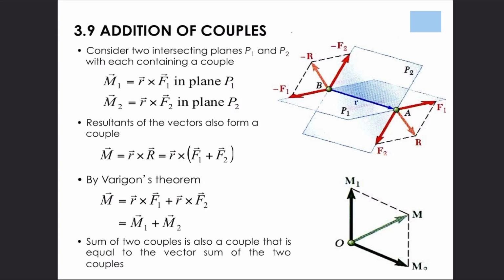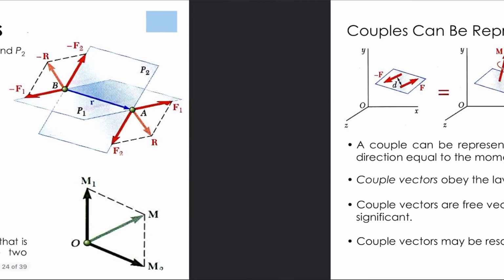Okay, by Varignon's theorem, if we distribute it, we have R times F1 plus R times F2, or the addition of two couples equals the resultant couple or moment. So the sum of two couples is also a couple, and that is equal to the vector sum of the two couples. So the vector sum of two couples, M1 plus M2, equals vector M, or the resultant couple.